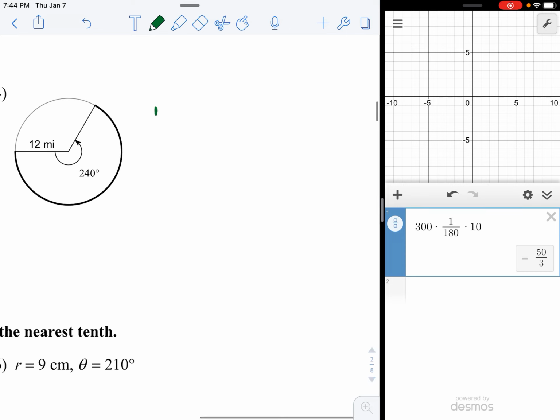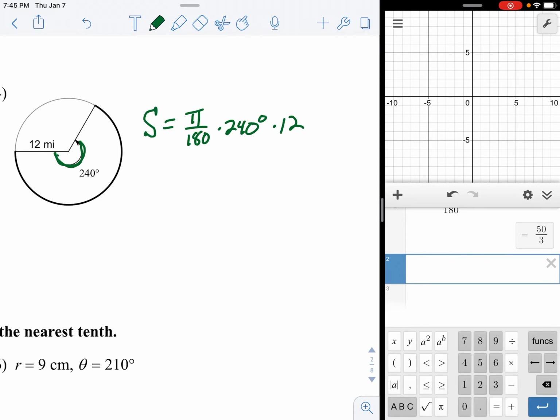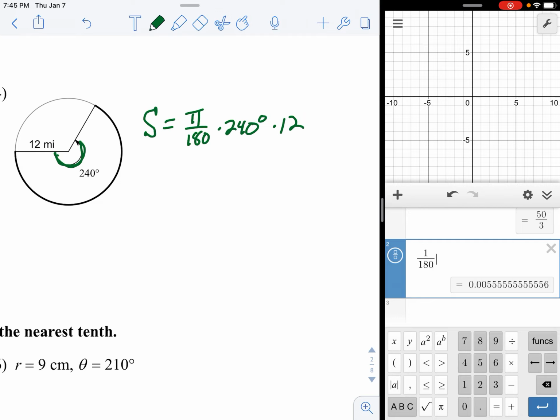So if I want to do this the easiest possible way, I'm going to do pi over 180 times 240, not 244, 240 degrees, that's our theta, times 12. And you can either work this out manually or you can use the calculator. Again, let's say I want to use the calculator. Instead of pi over 180, I'm going to go 1 over 180, and then times 240, and then times 12.